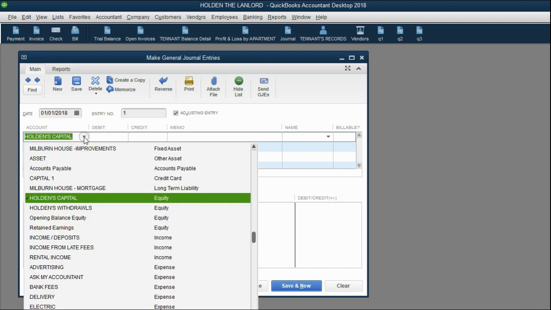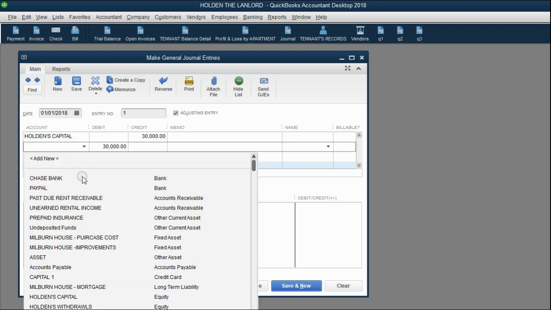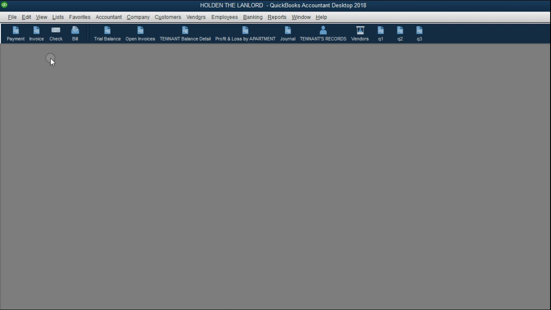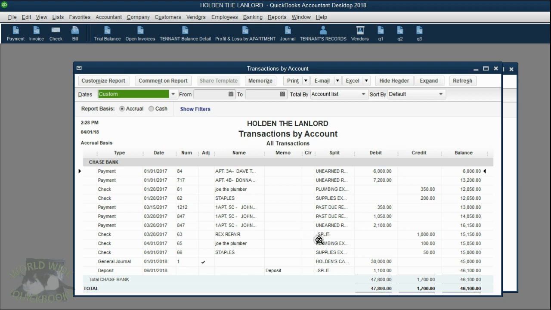And of course, whenever the owner invests, it's the capital account and it goes on the credit side. Just remember, it goes on the credit side when the owner invests personal money into the company, and that money went into the company bank account. So QuickBooks knows the other $30,000 is going to balance out on the debit side, and we put it for cash in bank. Now when we click Save and Close, what this has just done is it increased Holden's capital by $30,000, and it increased the bank account by $30,000. If we double click and go to the bottom, we can see this general journal entry made the bank account go up by $30,000.